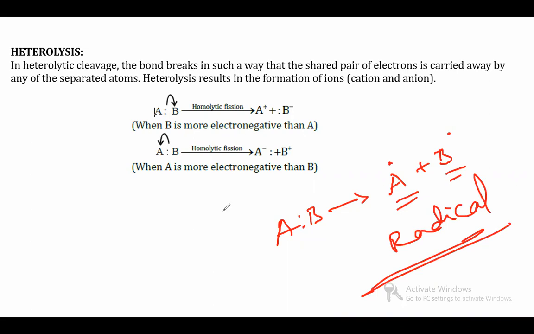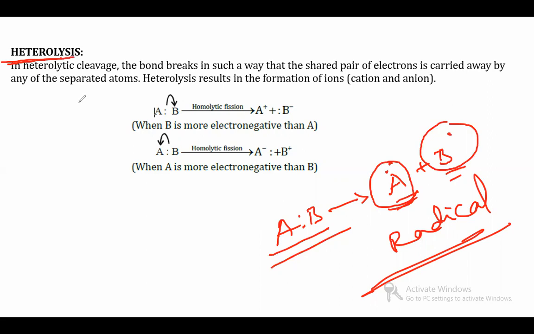Homolysis is nothing but equal cleavage of the bond's electrons. Equal cleavage leads to the formation of radicals. Each atom keeps one electron: A has an electron, and B also has an electron. This leads to the formation of radicals, that is homolysis. We'll study heterolysis first, how the heterolytic reactions take place. I think you are clear about heterolysis and homolysis.